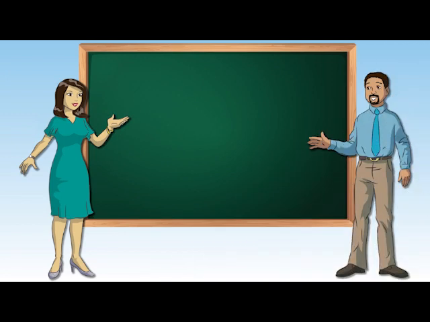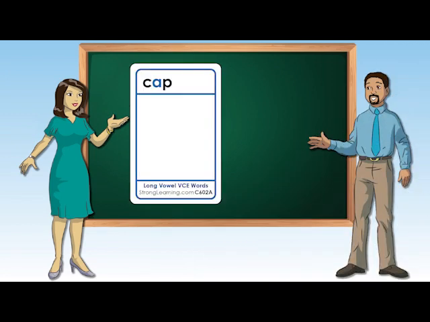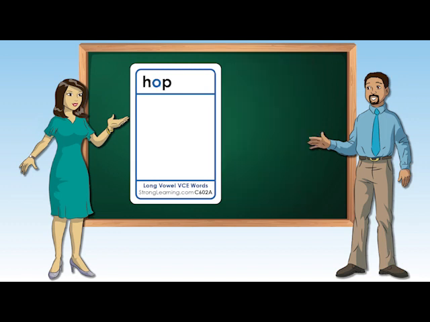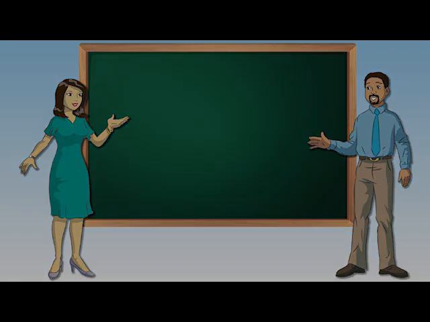Take the CVC word, cap, C-A-P, and you add a silent E and it becomes cape. Take hop, H-O-P, add the silent E, and hop becomes hope.